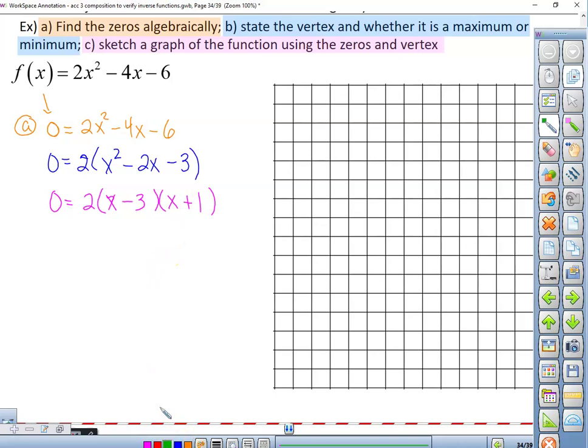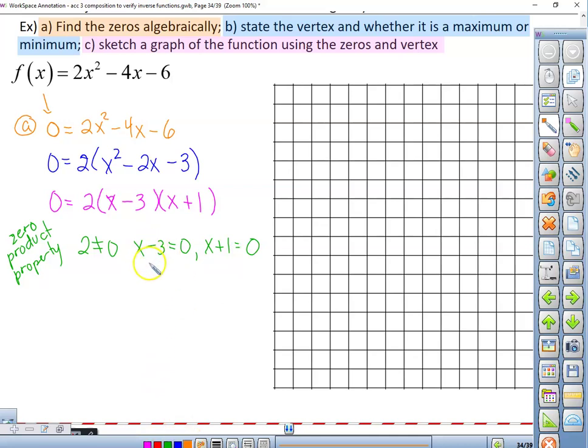So now what we're going to do is use the zero product property. The zero product property says if the product of these factors equals 0, at least one of them has to be equal to 0. Now the factor of 2 doesn't involve the variable x, so there's no way for 2 to be equal to 0. So we're going to ignore that one. But the other two involve x, so it's possible x minus 3 can be 0, and it's also possible that x plus 1 can be 0.